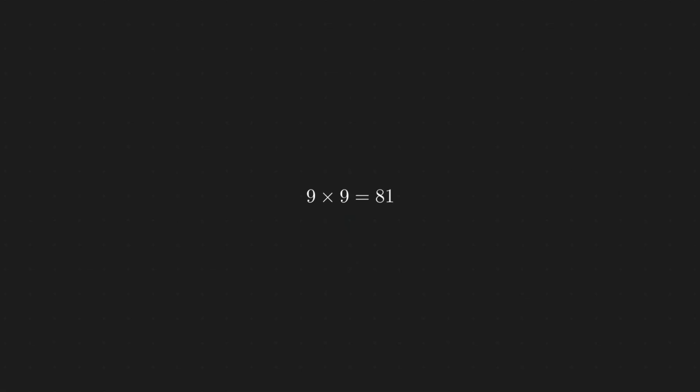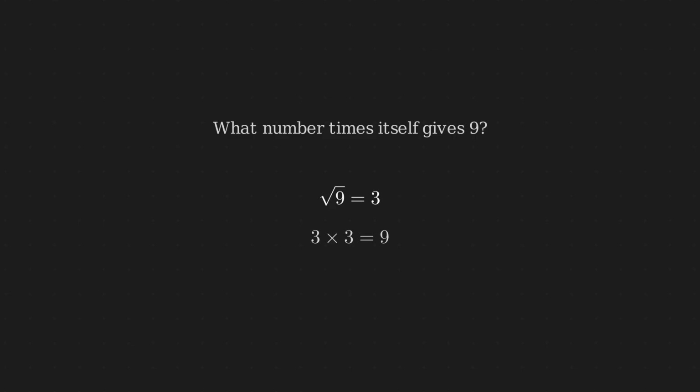Exponents give us a way to express repeated multiplication efficiently, but there is an operation that does the opposite. Instead of multiplying a number by itself, it asks what number was multiplied by itself to produce a given value. That operation is the square root. A square root of a number is a value that when multiplied by itself gives you the original number. It is written using the radical symbol, and whatever is placed inside that symbol is called the radicand. For example, the square root of 16 is 4, because 4 times 4 equals 16.